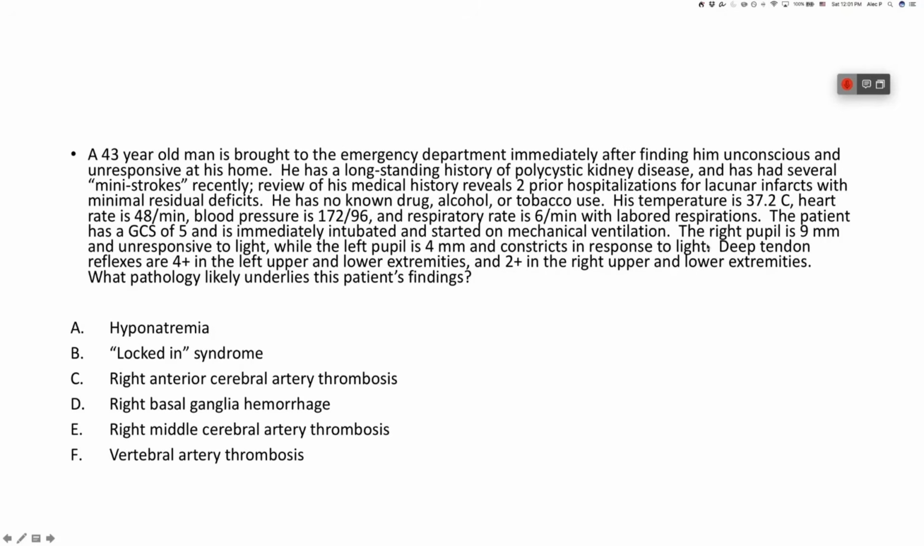Okay, Stephanie, what do you think? A, B, C, D, E, or F? I think D. Okay, why? Those would be more like focal, like, well, because we know this person's definitely bleeding out, and basal ganglia is one of the areas that the hypertension also hits too, and I think there's like a herniation too. I just want to choose thrombosis because I think there'd be more distinct.